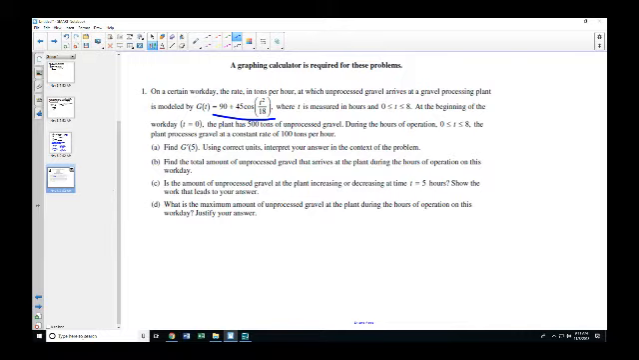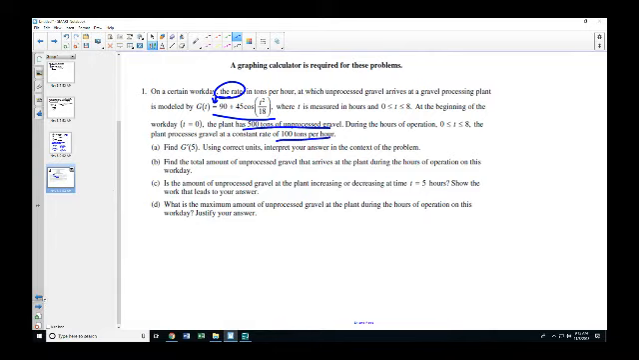Okay, now let's do some annotating here. On a certain workday, the rate function in tons per hour at which unprocessed gravel arrives at a gravel processing plant is modeled by G of t, where t is in hours and 0 to 8. At the beginning of the day, the plant has 500 tons of unprocessed gravel. That's our initial condition at time 0, what we use to find C. During the hours of operation, the plant processes gravel at a constant rate of 100 tons per hour.